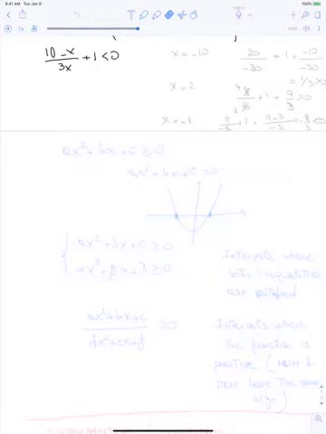Okay, so this is the expression. For x equal minus 10, we have 20 divided by 30 plus 1, which is equal to 50 divided by 30, which is equal to 5 divided by 3. So this is not negative. So this value doesn't verify our inequality.